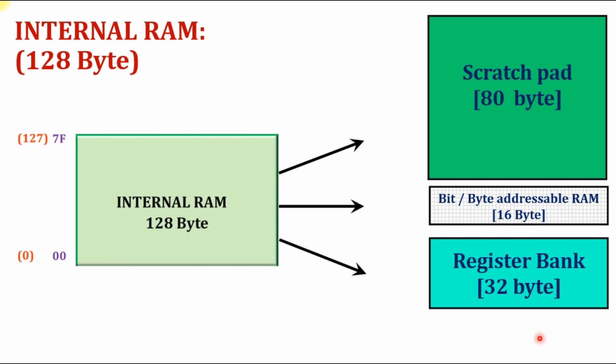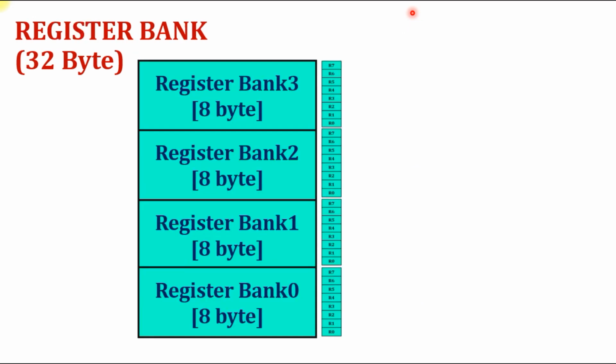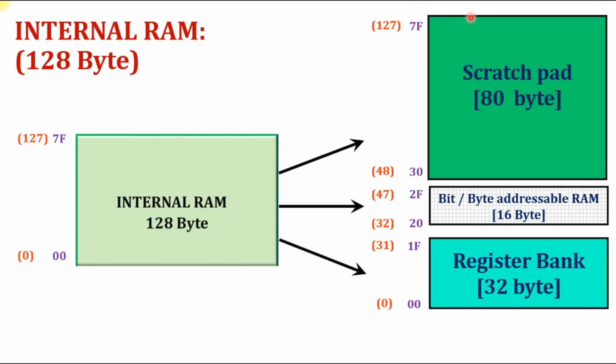So the address ranges: register banks 0 to 31. This is the decimal representation: 0 to 31, 32 to 47, and 48 to 127. If you want to represent it in hexadecimal, you can see 00 to 1F, 20 to 2F, 30 to 7F. Okay, so see, this is the actual scratchpad.